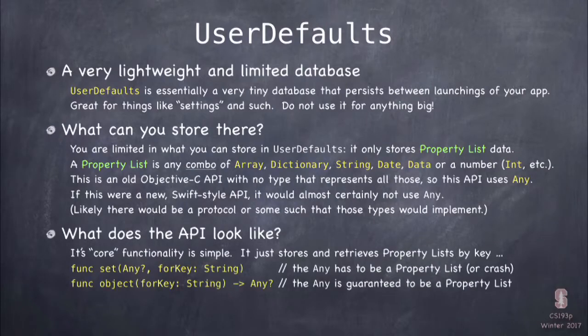It has this core set and get. Okay? Set, any. Now that any can't really be any. It has to be one of those types, string, dictionary, array, whatever. It has to be a property list for key string. So you just put anything you want in this database under a certain key. And then you get it back out by saying object for key, and it returns you an any. And it's an optional any because it might not be in the database, in which case it returns nil. Okay? So that says any, but it's not really any. Okay? It's any as long as it's a property list, which means it's one of these 10 classes or whatever.